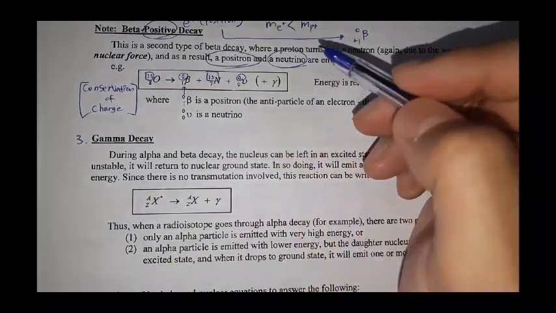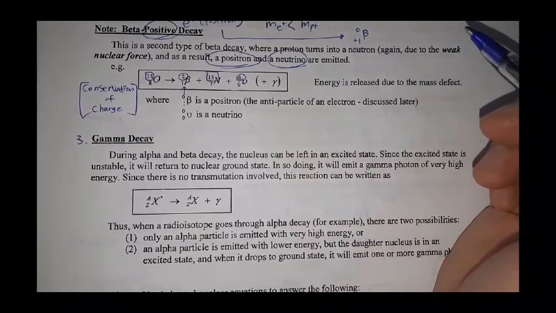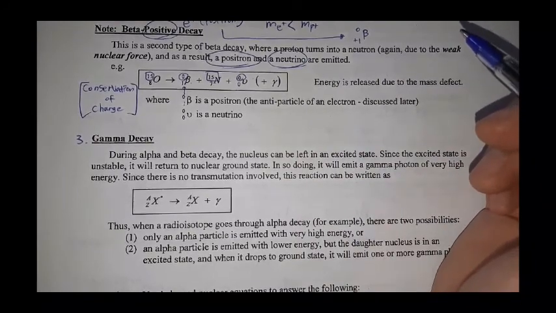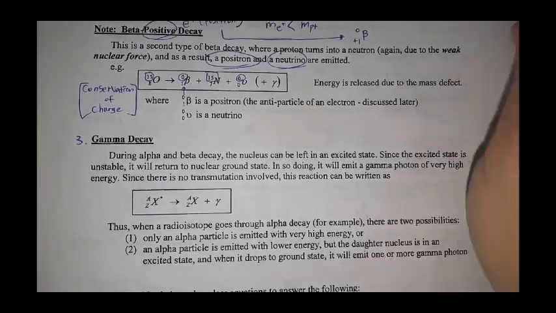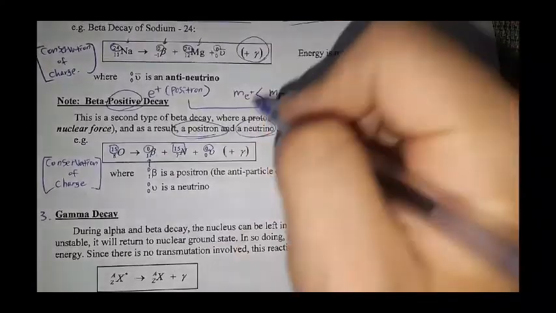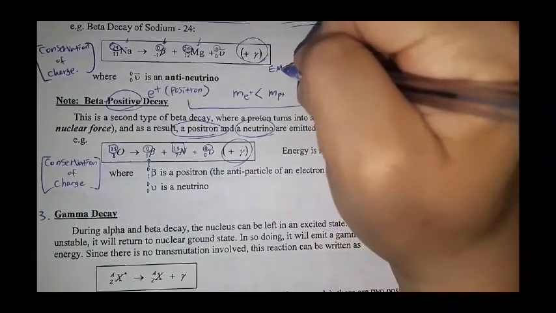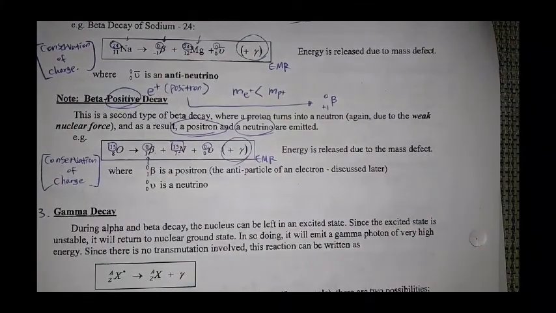The neutrino doesn't have any positive or negative charge or mass. It's just matter that people detected. And basically energy is released during these two processes, and energy can be turned into EMR energy. And that's something that you may want to know.